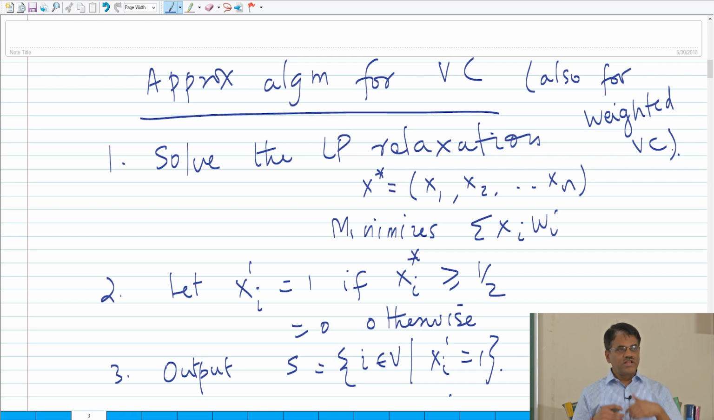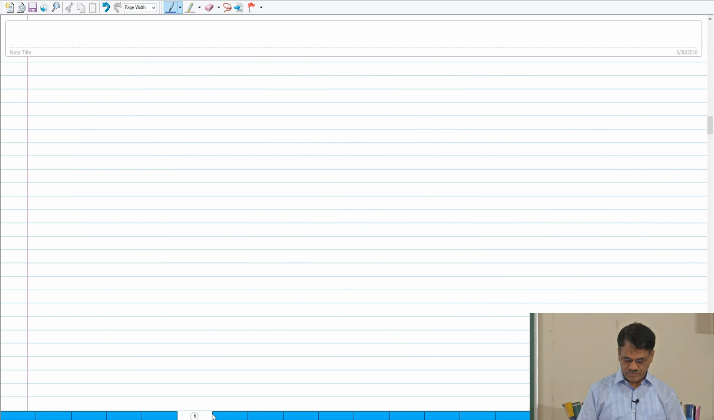There are a number of ratio 2 approximation algorithms for weighted vertex cover, and improving the ratio beyond 2 is a long standing open problem. Okay, good. So, now I am going to move on to the traveling salesperson problem.